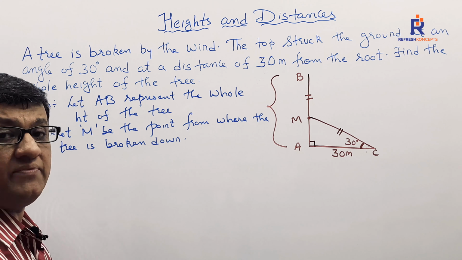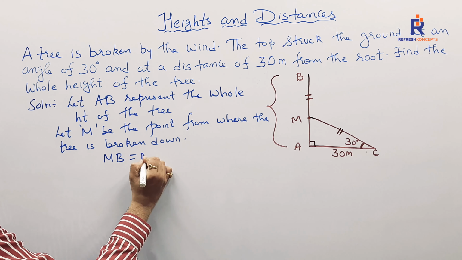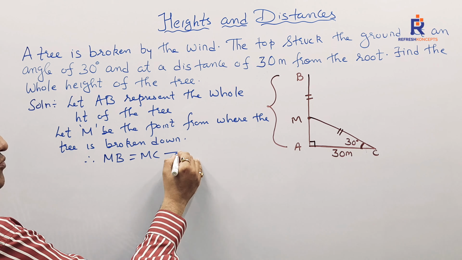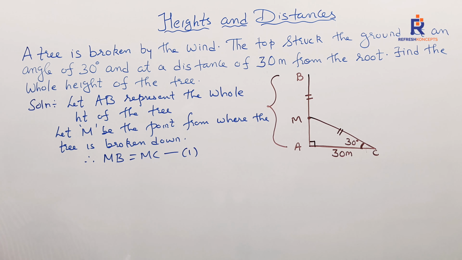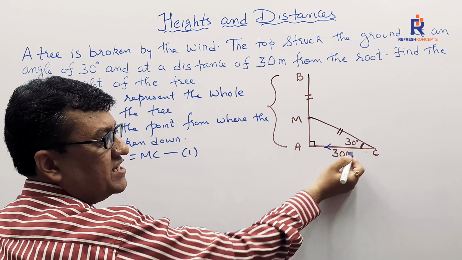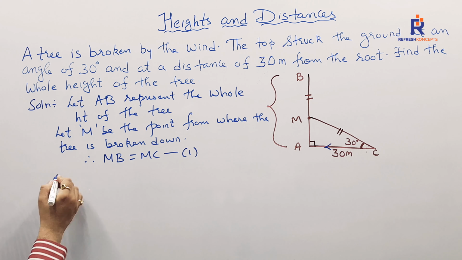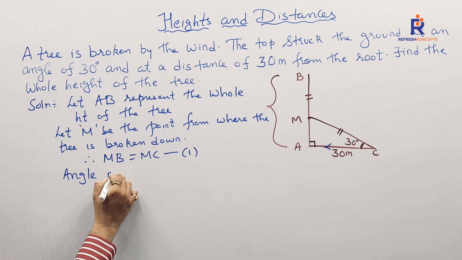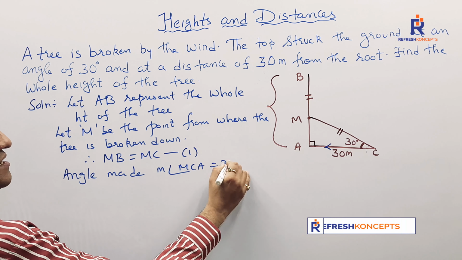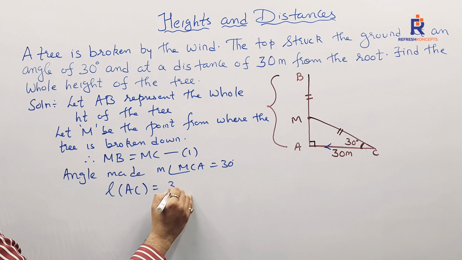From the diagram, the picture is very clear. Can I say MB equals MC? It's very clear from the diagram. MB equals MC, equation number 1. At what angle is it striking? Don't you think this is regarded as an angle of elevation? Mind you, this is the horizontal line. We are not going to jot down everything over here. The only thing is the angle made, that is, measure of angle MCA, is 30 degrees. How far is it? Length AC is given to me as 30 meters.